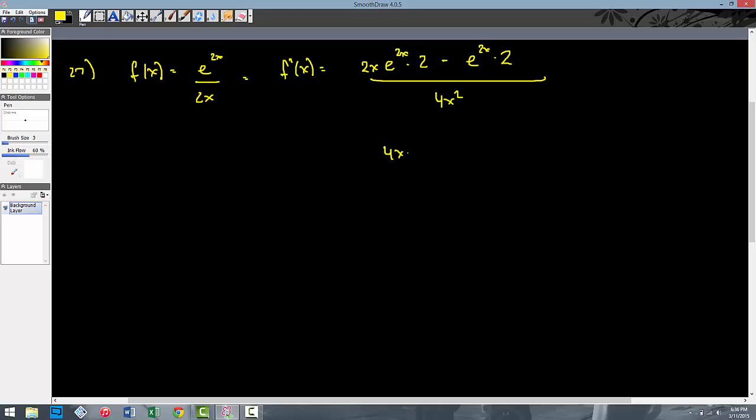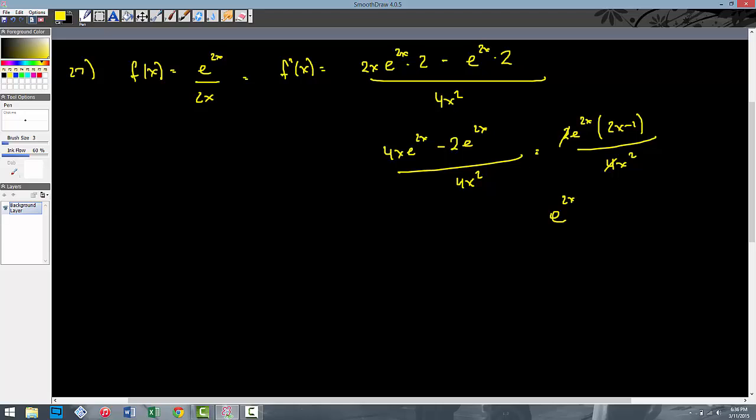So I got 4x e to the 2x minus 2e to the 2x, all over 4x squared. So from here, what I can do is I can factor out a 2e to the 2x, and that leaves me with a 2x minus 1 on the inside with a 4x squared. Well, that 2 and that 4 can go away, giving me e to the 2x times 2x minus 1 all over 2x squared, and that just so happens to be e.